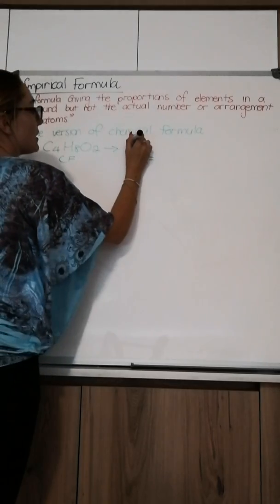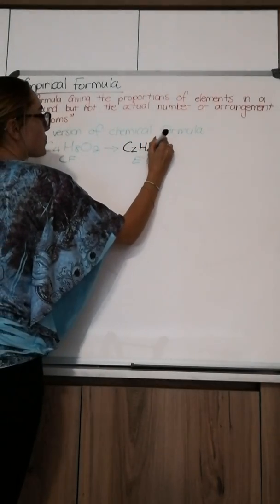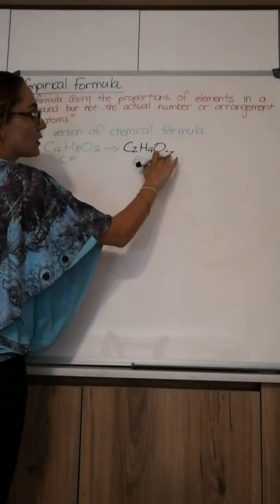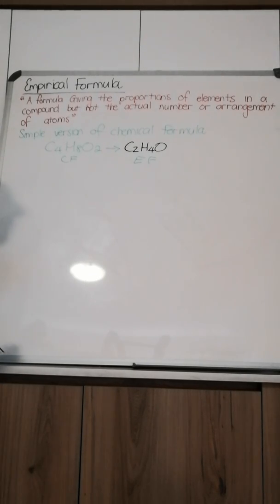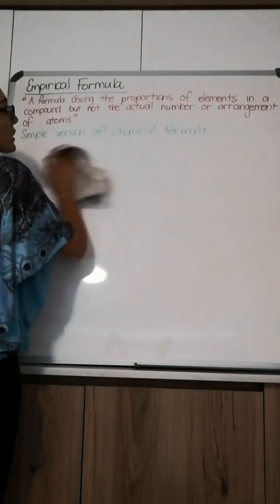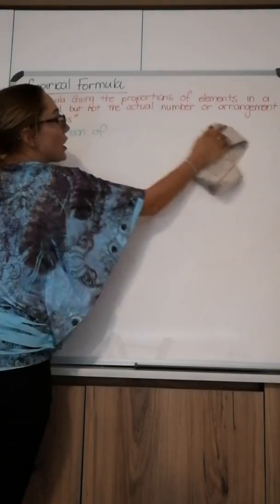Sorry about that. So the most simple version of C4H8O2 would be C2H4O1, but remember we don't write the ones as our subscripts. So empirical formula is basically just the most simplified version of the chemical formula of a substance. Formal definition: it is the formula giving the proportions of elements in a compound, but not the actual number or arrangement of atoms.